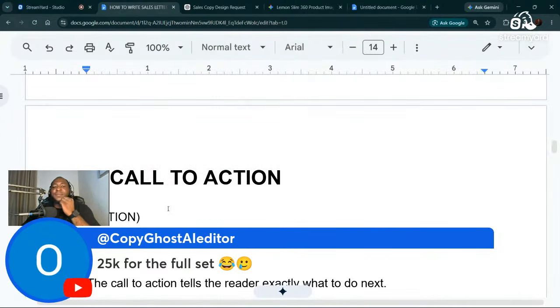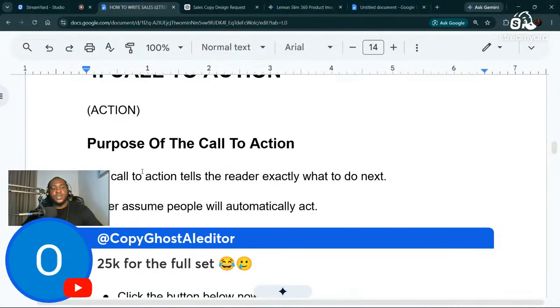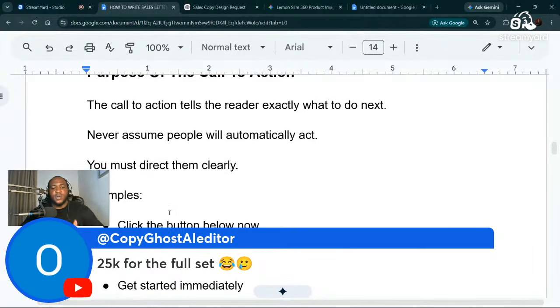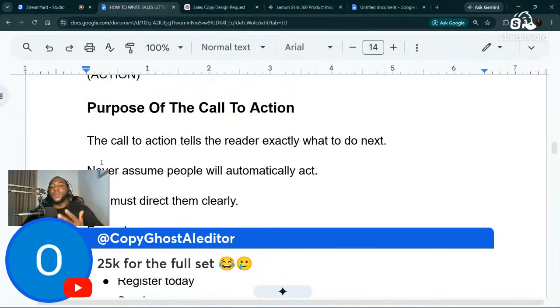Another thing is the call to action. The call to action is telling people, if you're interested, click here. This is an example of a call to action. It tells people exactly what to do. When I was talking about the ebook bundle, I told you if you're interested in this particular thing, pay XYZ to this account and send your proof of payment here. That is exactly what a call to action is.